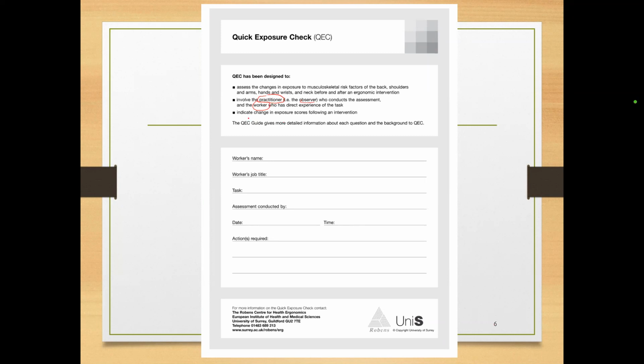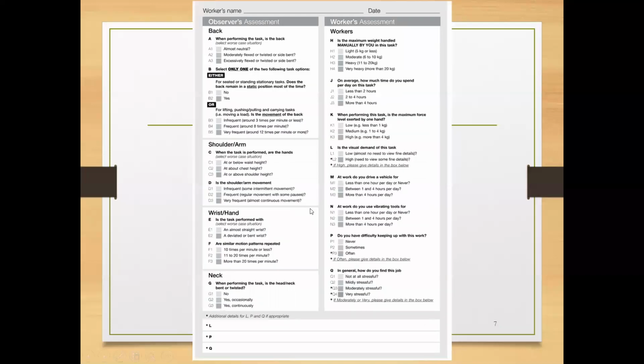So there is a QEC guide that actually details the steps and the procedure to use this tool. So first we again need the basic information related to the task being analyzed. So worker's name, job title, task, the person who is assessing the task, day, time, and so on. Then you can see that we have two sets of assessments: observer's assessment and worker's assessment. So observer asks questions related to different risk factors.